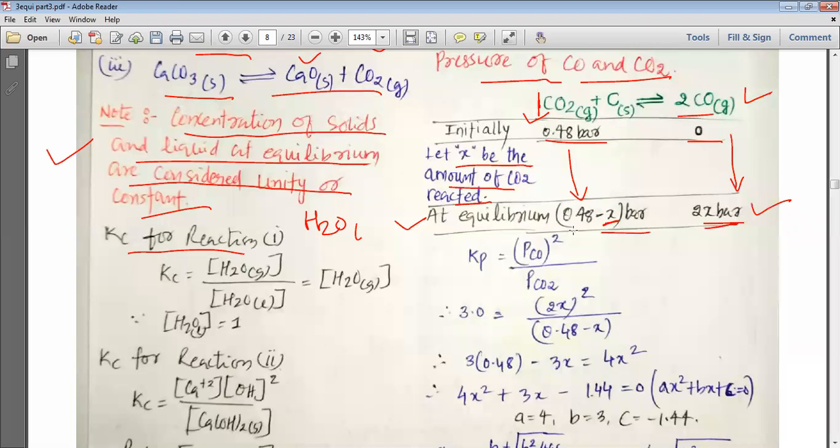Now we can write Kp is equal to PCO whole square, because we have the stoichiometric coefficient 2. So Kp is equal to the partial pressure of CO gas to the power 2, divided by the partial pressure of CO2. We do not consider the solid graphite's partial pressure in the calculation. Now let's put in the value for PCO. The partial pressure of CO is 2X bar, so we put 2X to the power 2. And here at equilibrium, the partial pressure of CO2 gas is 0.48 minus X. So we write 0.48 minus X.